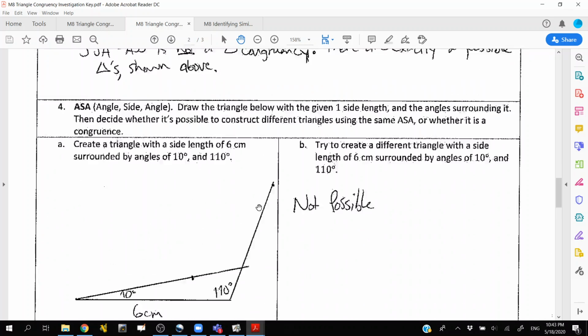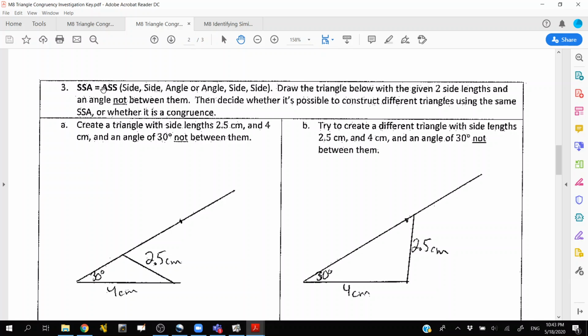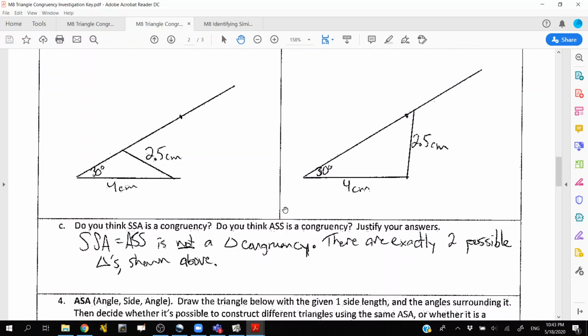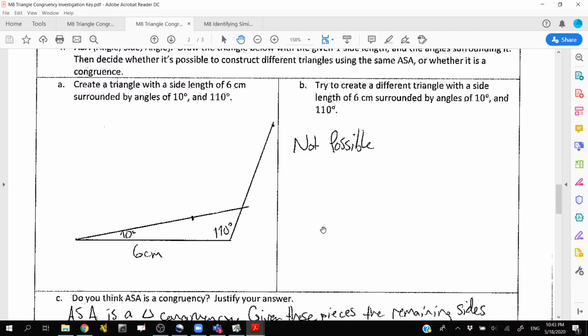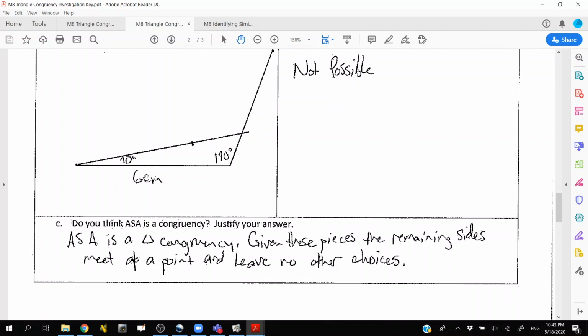Then angle-side-angle. Oh, and by the way, that means when we see side-side-angle come up, it'll be in a different classification. Angle-side-angle, it's not possible to make a second triangle no matter how you draw this with the side between the angles. It ends up being a triangle congruency.